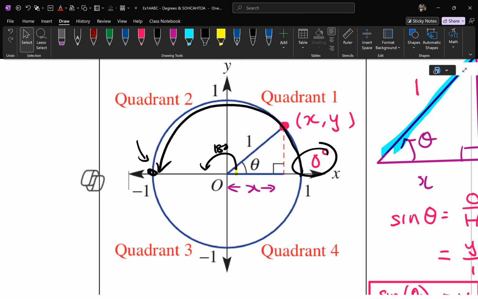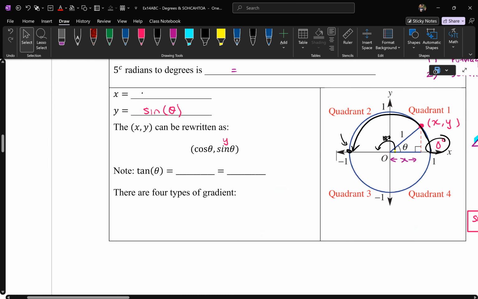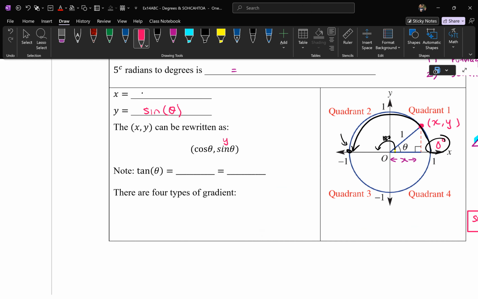Sine just tells you the y values, and cos just tells you the x values. Where's cos? If you look at this, cos is adjacent divided by 1, so you say it's x over 1. That's why in your notes, I want you to fill in this side. That should now be cos of any angle essentially tells you x.